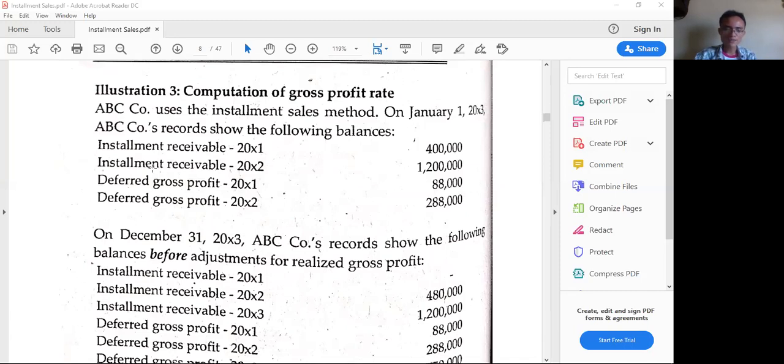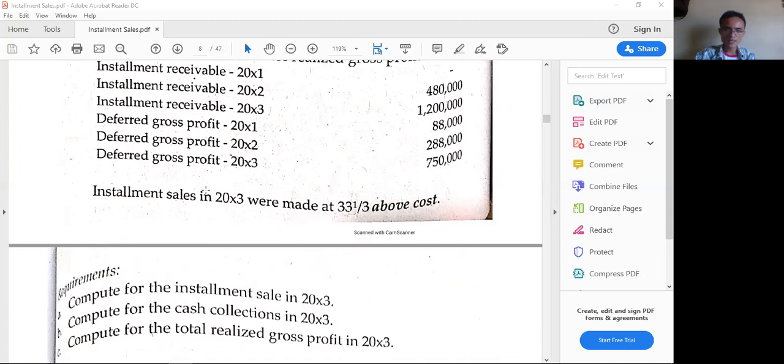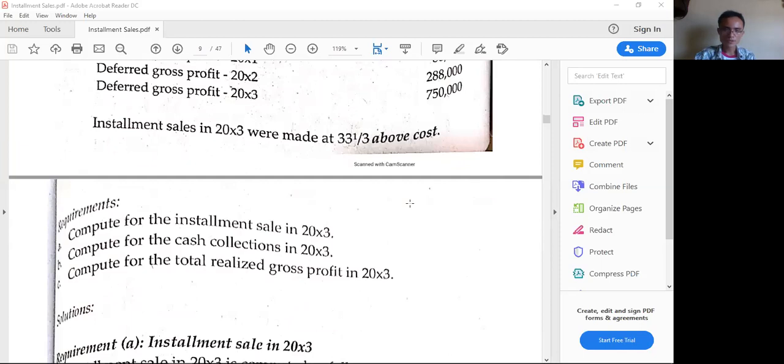Here are the given items on January 1, 20x3 for illustration 3. You have 20x1 and 20x2, both receivables and deferred gross profit, and we also have the balances before adjustments for RGP. These are the unadjusted balances of receivables and deferred gross profit on different years. And there is certain information on 20x3, that sales were made at 33 and 1/3 above cost for the installment sales. Take note, this is above cost.